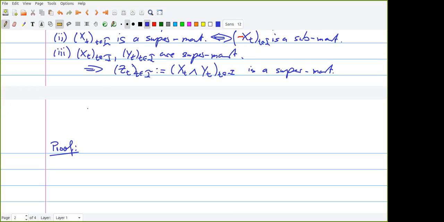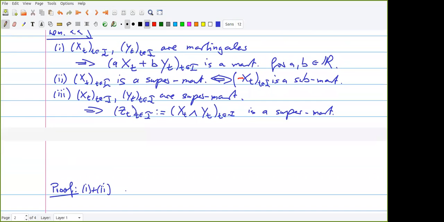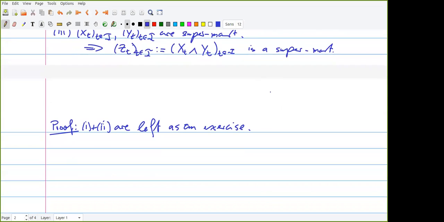All right. So, I mean, the proofs are not really hard. I leave this first one, the linearity, and this swapping here, as an exercise. It's nice to familiarize yourself with the definition of a martingale, but it's just checking. Exercise.